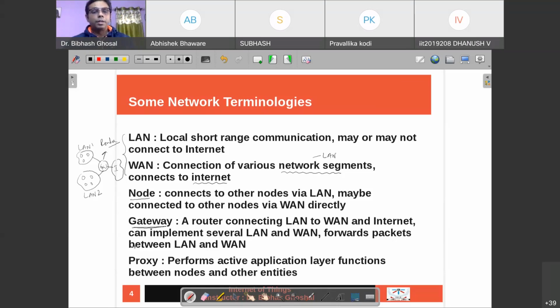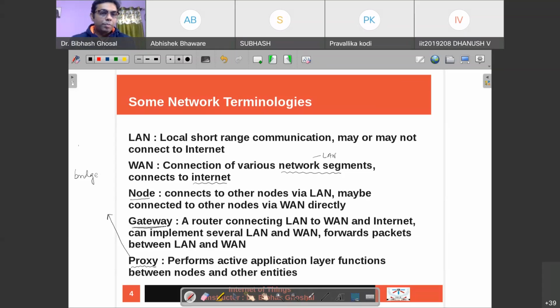Now, in addition to that, we have something called a proxy. Okay, and you also have been hearing this. So what exactly is this proxy thing? Let me talk about that. You may have heard about this term proxy in the case of connectivity of computers, but proxy is also used here. The main role of this proxy, as you see here, is written: it performs active application layer functions between nodes and other entities. So you can say it's kind of a bridge.